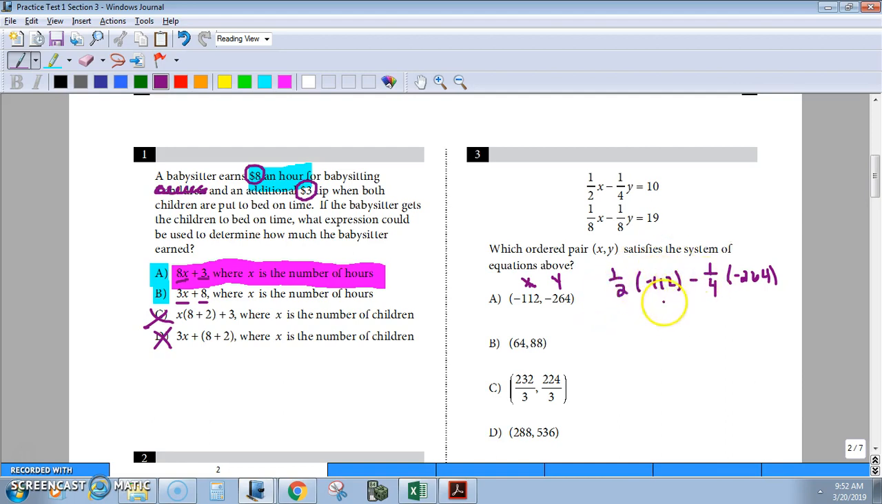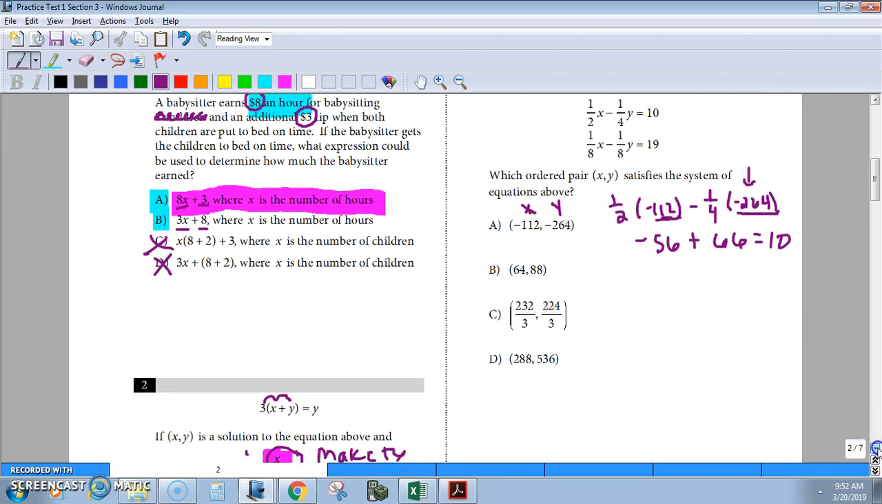So you would have to say 1/2 of 112 would be 56, but it's negative, right? I know half of 100 is 50 and half of 12 is 6. And here, if I do 1/4 of this, it's going to be a positive because it's minus a negative. And then 4 can go into 264, 66. And negative 56 plus 66 is 10. Okay? So I know that that could possibly be an answer there. All right, moving on.